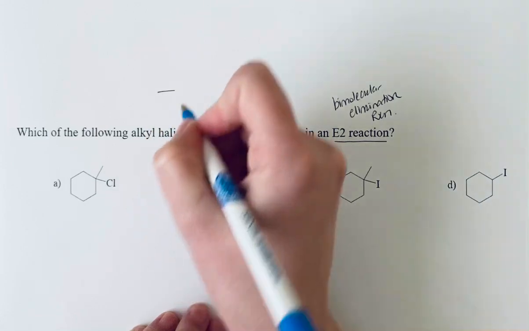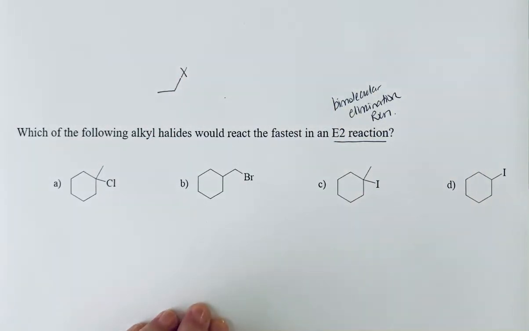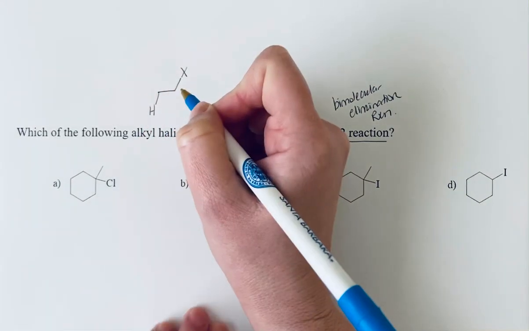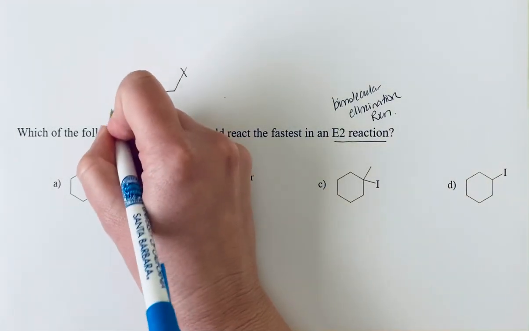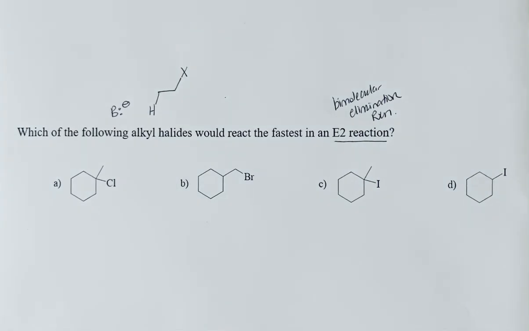And so what we have in a bimolecular elimination is we have a leaving group X, a halide in this case, and we have a hydrogen that is also being eliminated. And this reaction is caused by a reaction with a base. So I'm just going to use B- to indicate a base.